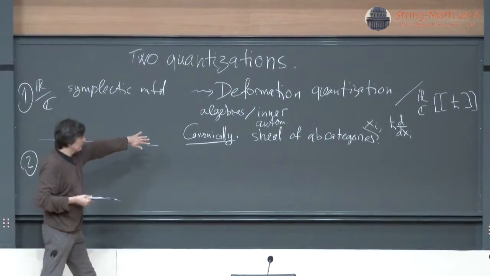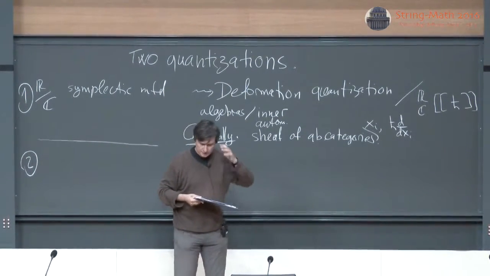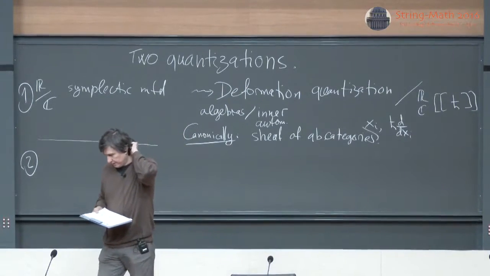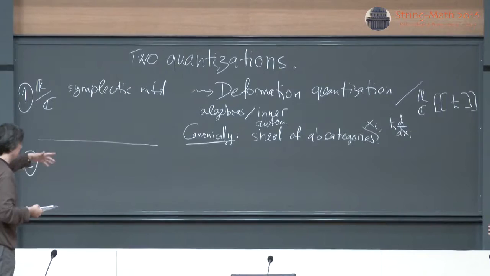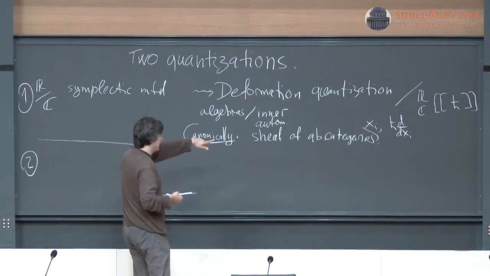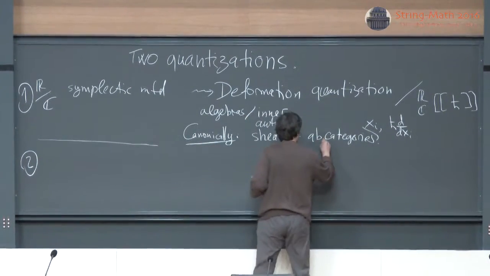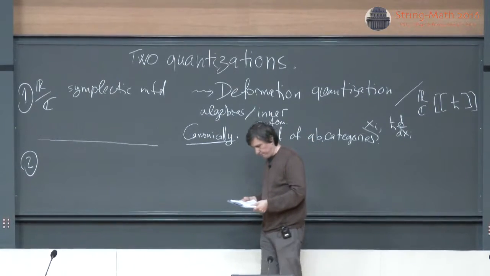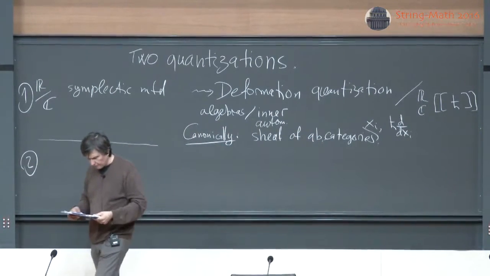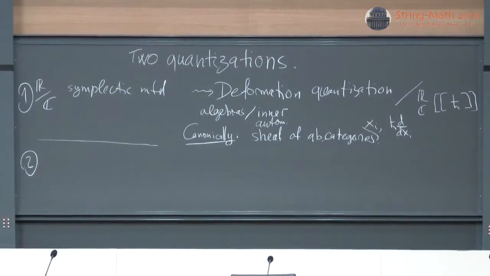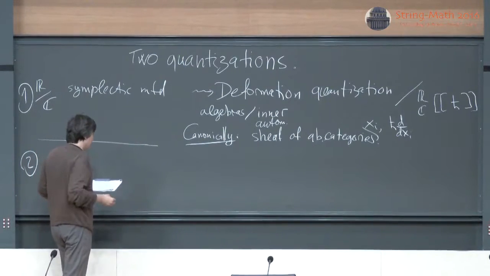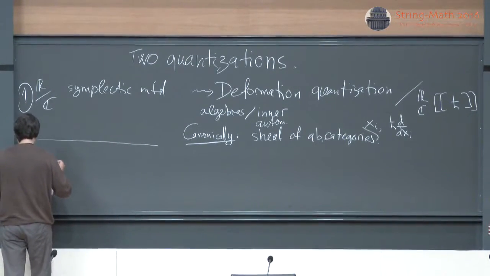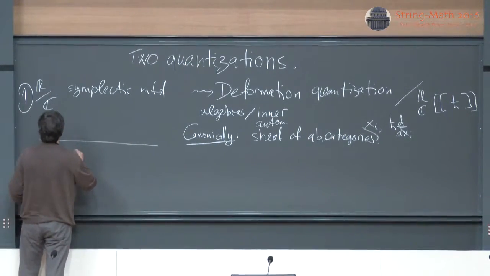This canonical sheaf of categories was constructed. It follows also for general deformation quantization of a Poisson manifold, but in the symplectic case it was constructed by many people, and by Kashiwara and Schapira, but by other people as well. And the other is Fukaya categories.